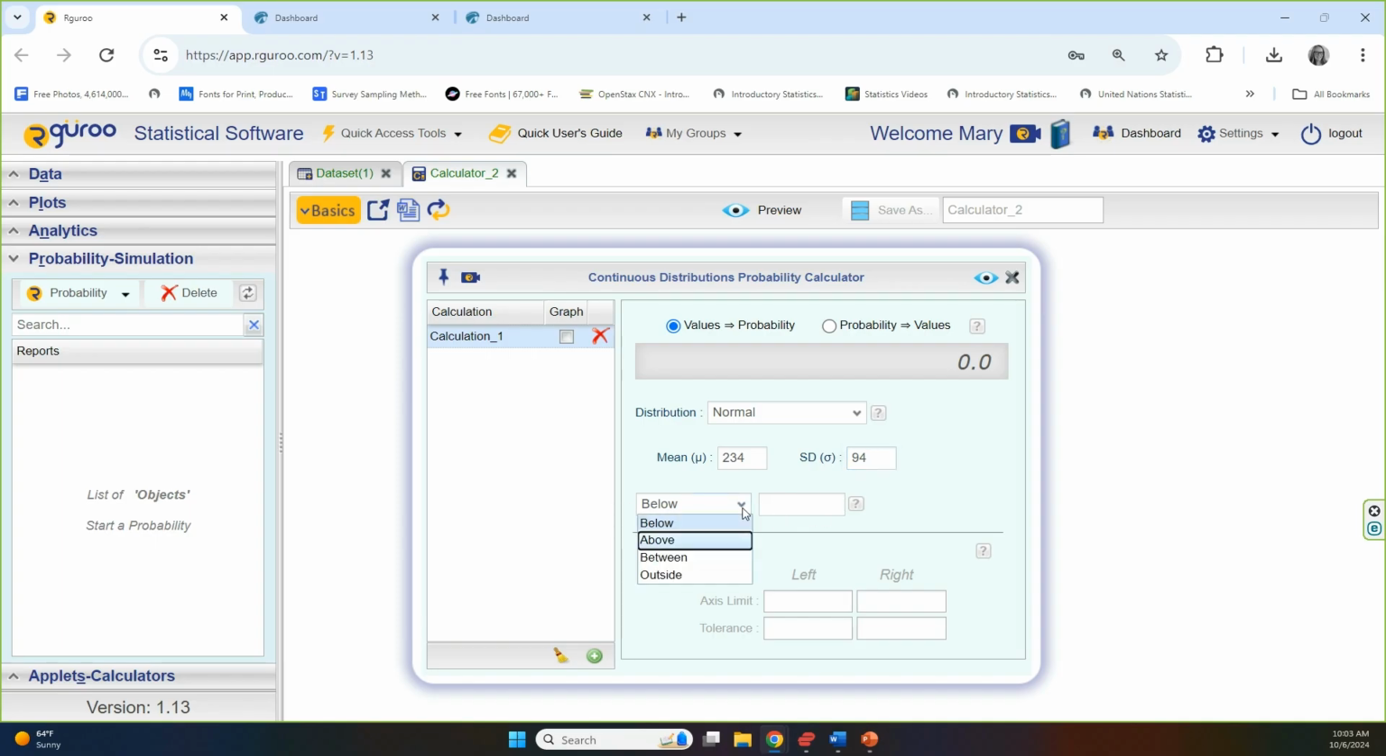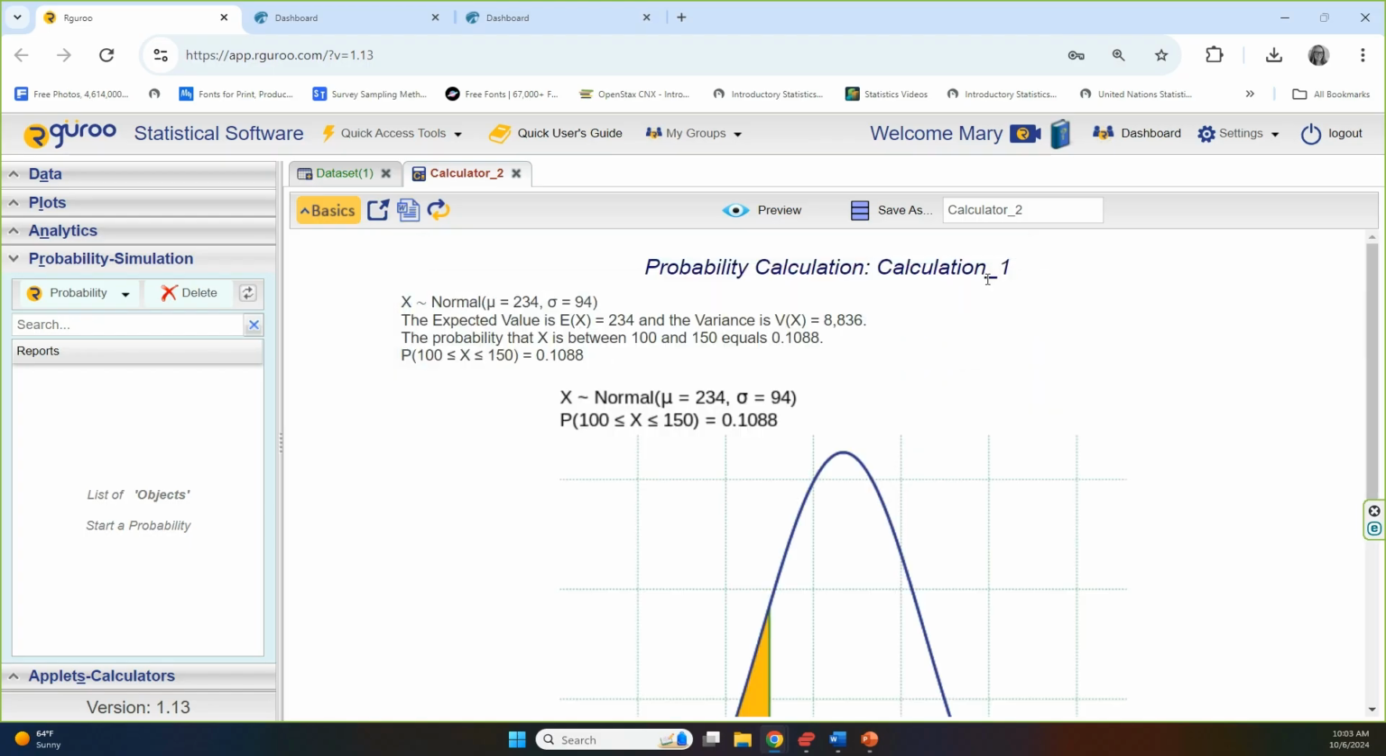So we're going to choose, let's see, we have choices below, above, between, outside. Between is our choice. And then we give it the $100 and $150. I'm going to choose a graph. I've got everything set up, and now my probability will appear in this output.